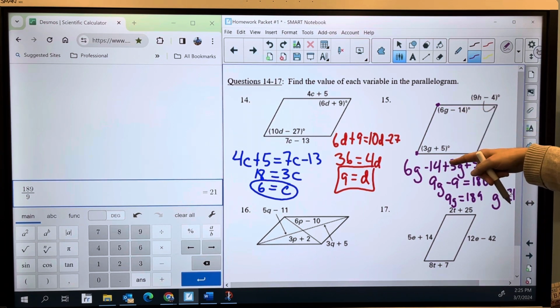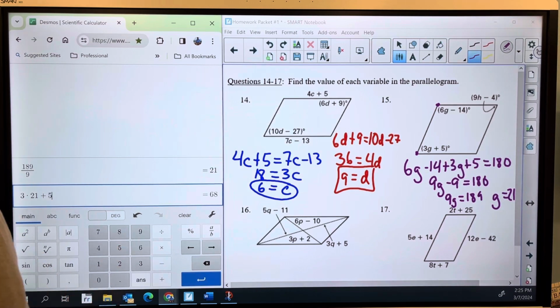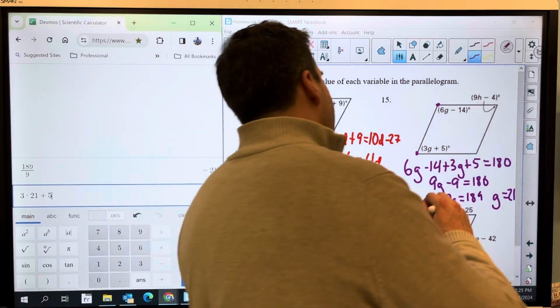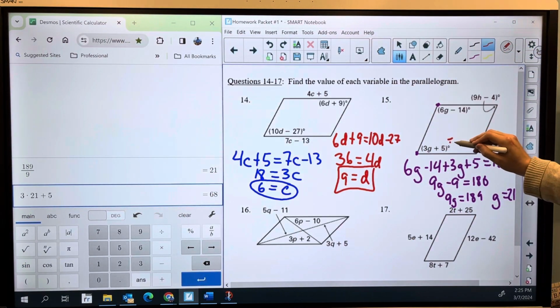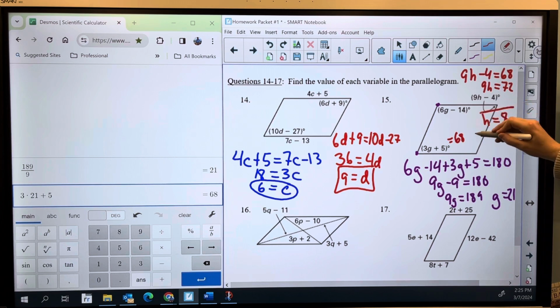Doesn't matter which one I find. I'm gonna go ahead and find that 3G plus 5. So 3 times 21 plus 5, that's 68. So this angle right down here is equal to 68, which means this angle up here, that opposite angle, is also 68. So now I know 9H minus 4 equals 68. 9H equals 72. And so H equals 8. So we've got H and G.